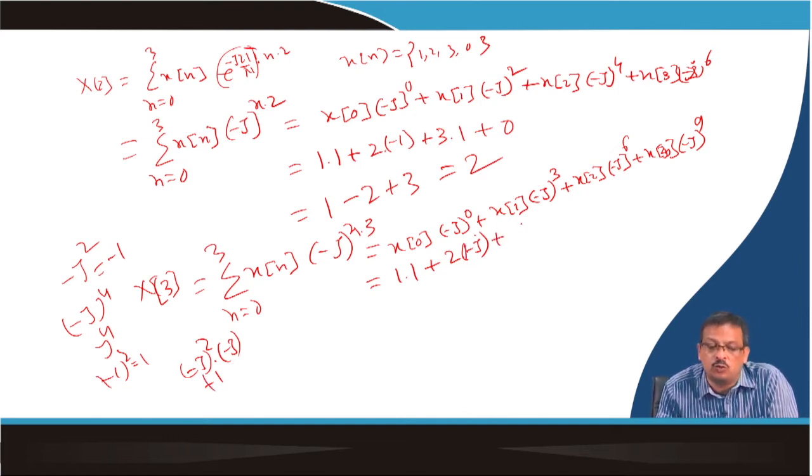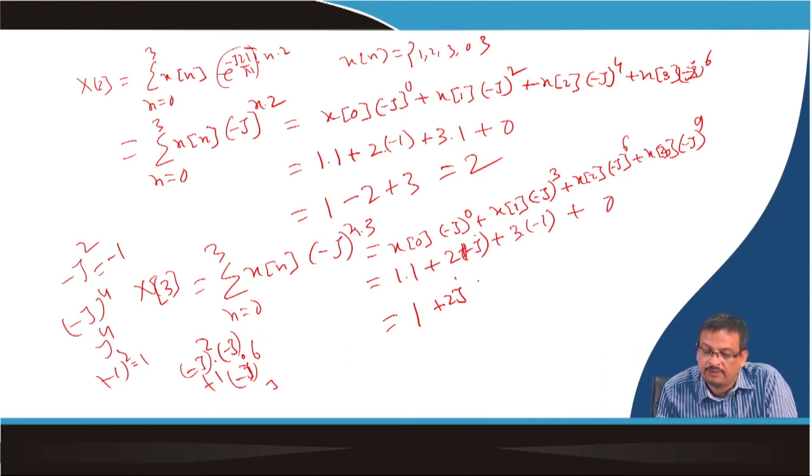Plus x of 2, which is 3, into minus j whole to the power 6. So minus j to the power 6 is, minus j squared is minus 1, cubed gives minus 1, so that is 3 into minus 1, plus 0. So I can say this is 1 plus 2j minus 3. So I can say it is minus 2 plus 2j.